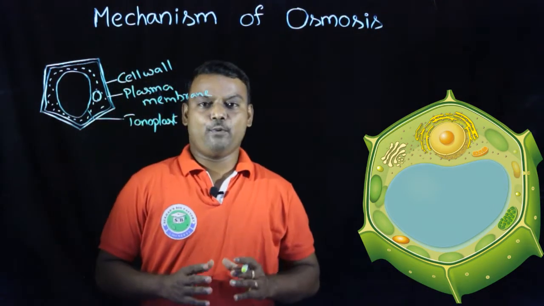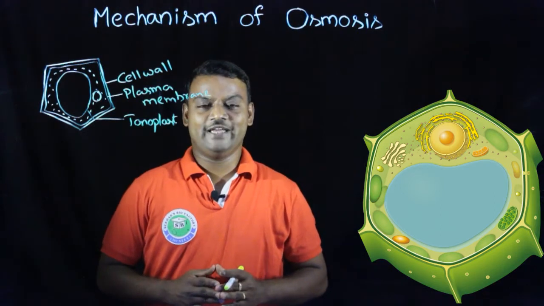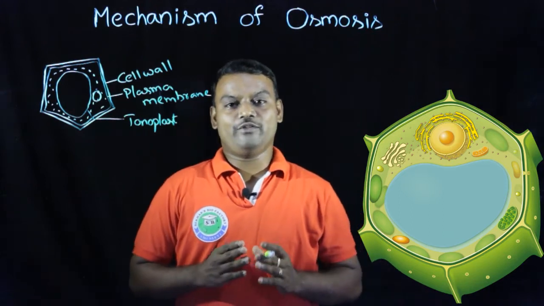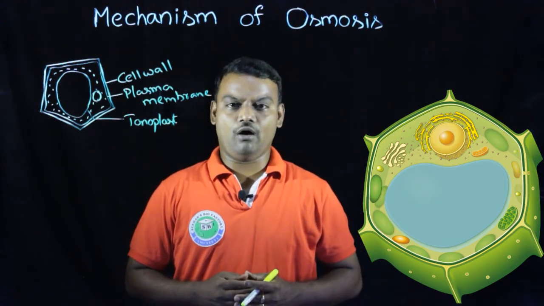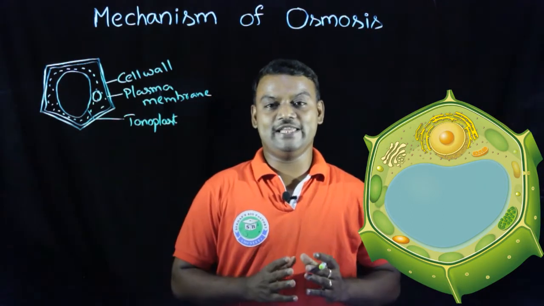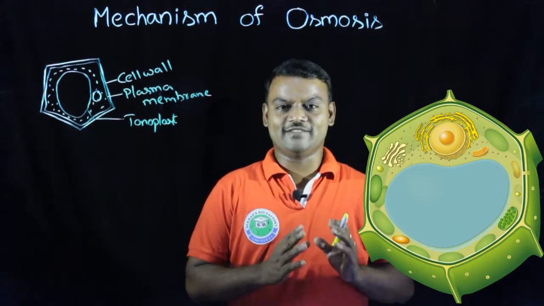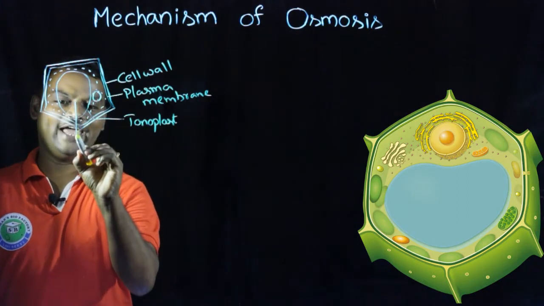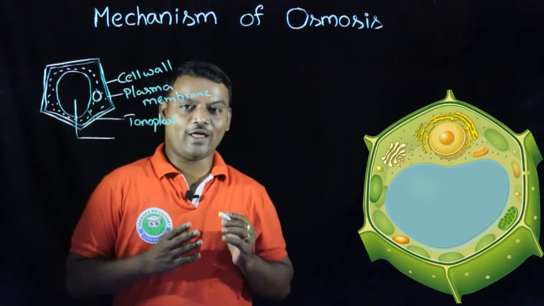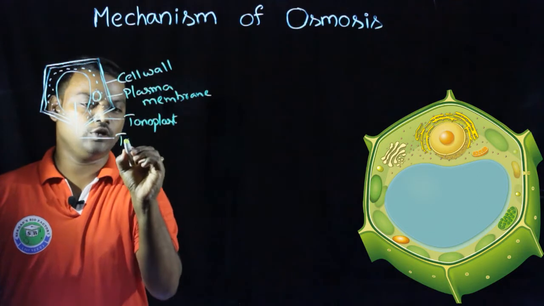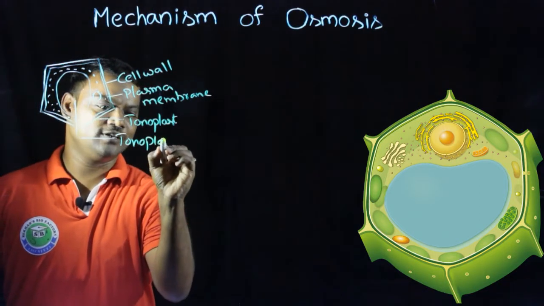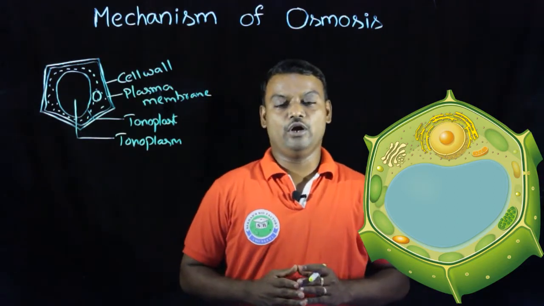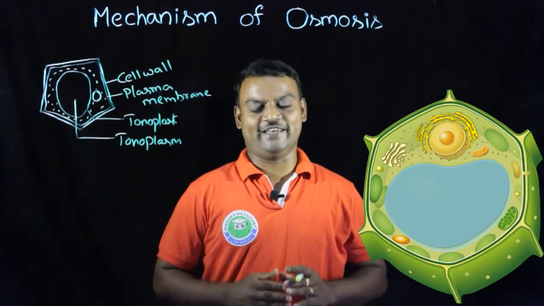and the inner portion of the vacuole consists of water, sap, and some excretory materials along with various waste materials which are not useful to the cell, and the entire structure becomes a sap, and this vacuolar sap is called tonoplasm, and this tonoplasm plays an important role to regulate osmosis process.